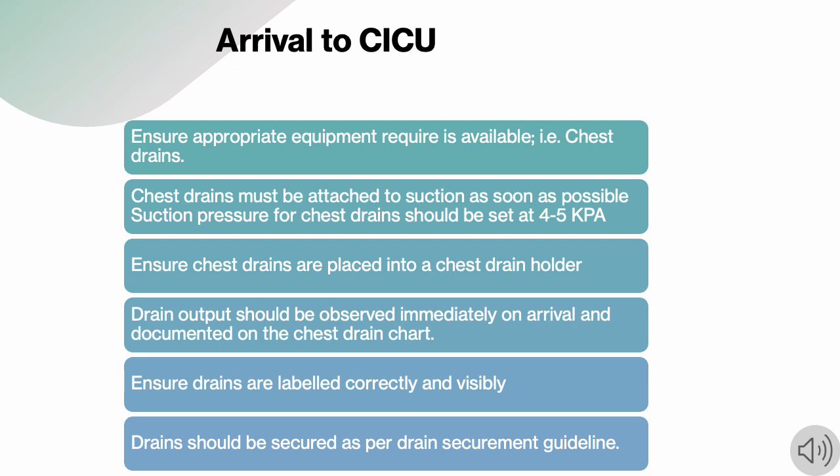On arrival to the CICU, drains must be attached to suction as soon as possible. It's important to ensure that the suction tubing is available for connection and already connected to the suction. Theatre staff or the resource nurse can then attach the suction to the chest drain. Suction for chest drains should be set at 4 to 5 kPa. Drains should be placed into a chest drain holder to prevent being knocked over or spilt.